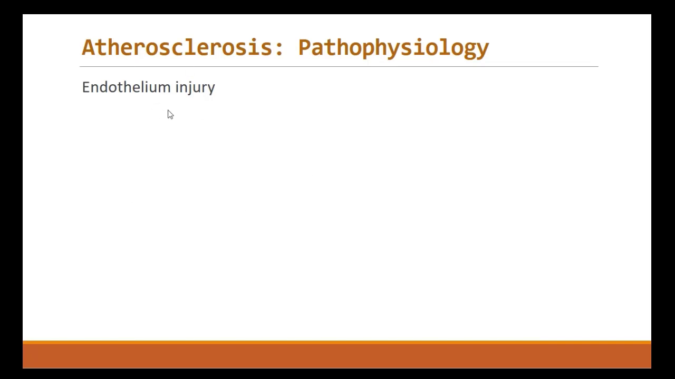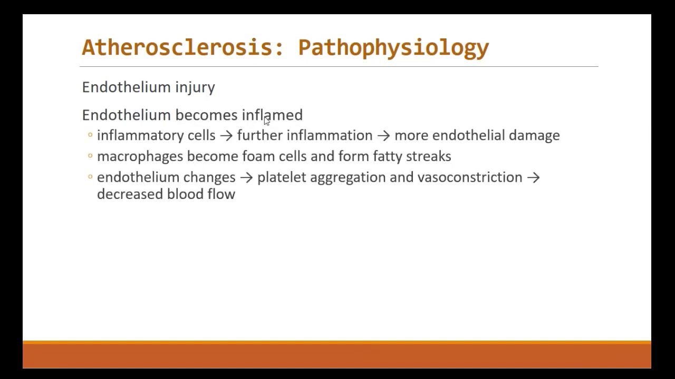When there is endothelial injury, it leads to inflammation in the local area. Inflammatory cells will migrate to this area. Neutrophils, macrophages, they will try to clear up the inflammation, okay? But the inflammation may become worse, which will cause more endothelial damage. Macrophages who come there in order to clear the area, they may become foam cells, they become very big and they stay there.